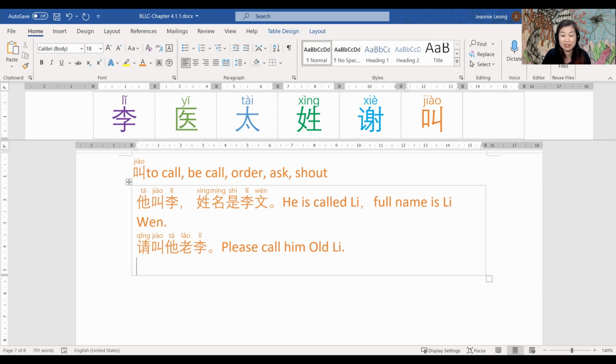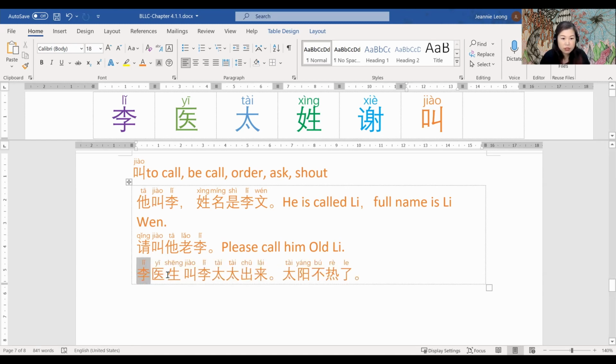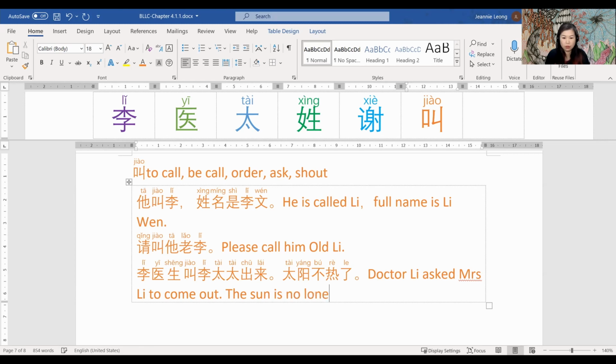Remember Mrs. Li, who's afraid of the sun? She doesn't want to come out. So maybe we'll ask her to come out. Maybe Li Yisheng wants his wife to come out from hiding. 李医生叫李太太出来，太阳不热了。What did I just say? So Dr. Li, the sun is no longer hot. Because I used the word le, it means it's already past, right? It's already not hot. So you can come out now. The sun's no longer hot.